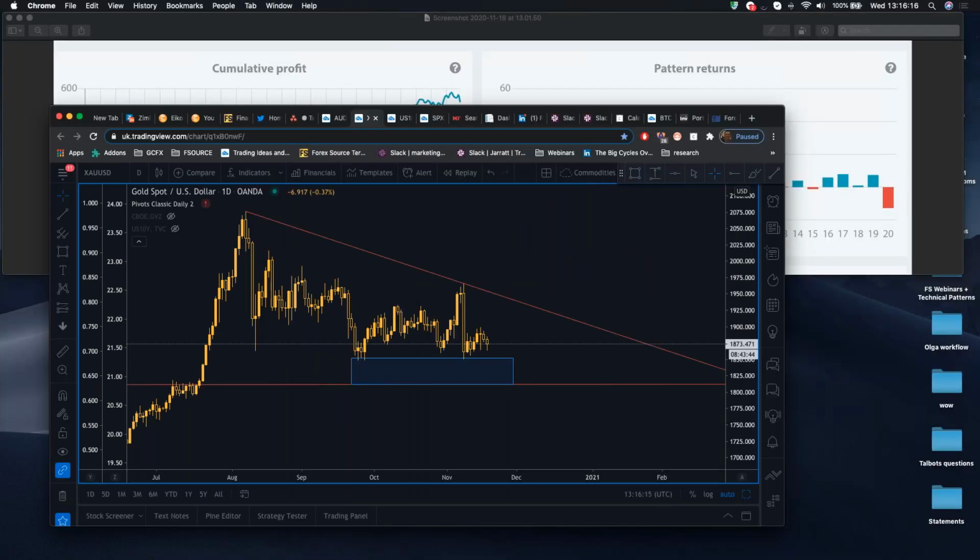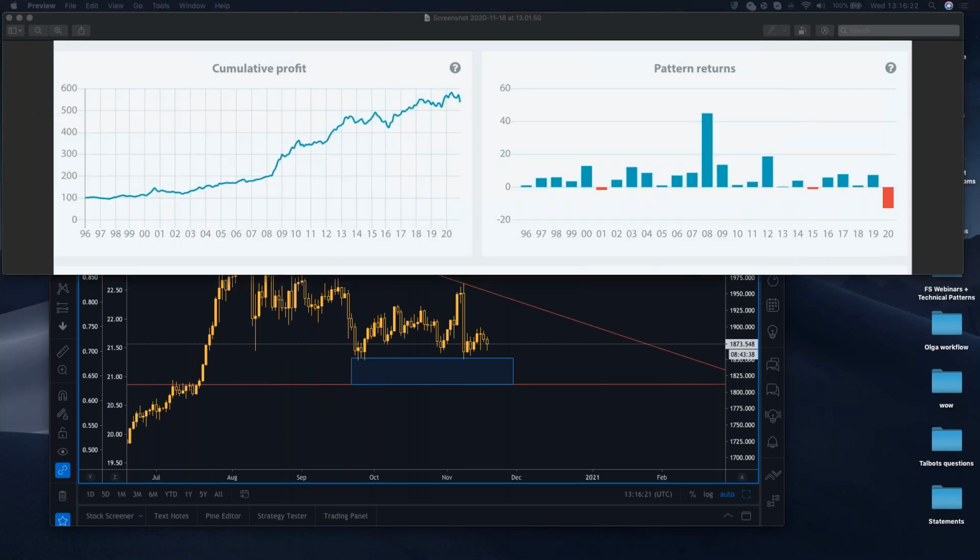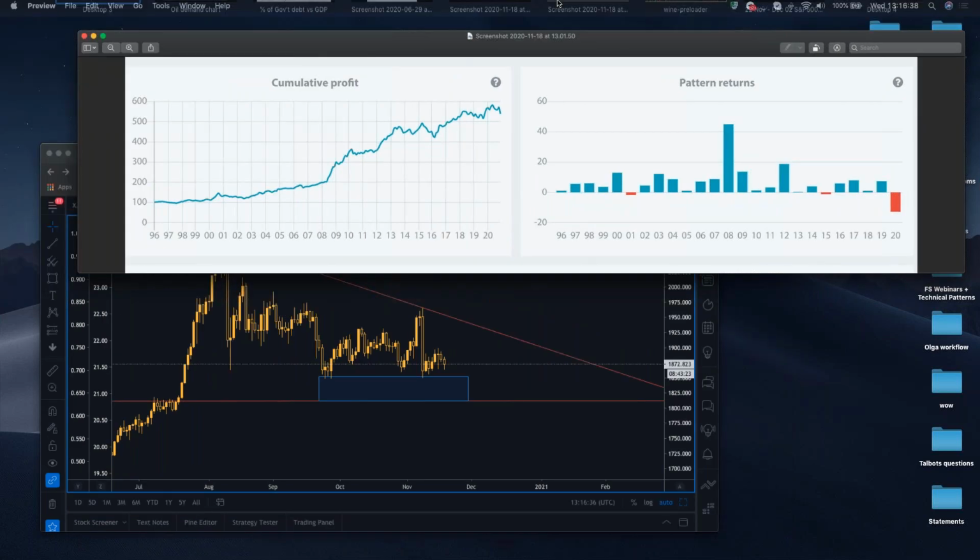Where is it? Here. Just give me a second. I just got to find the right screenshot that I've taken. That's always the way. You can't see it when you need it. Let's have a look. There it is.